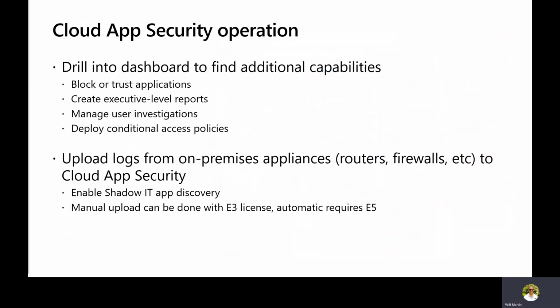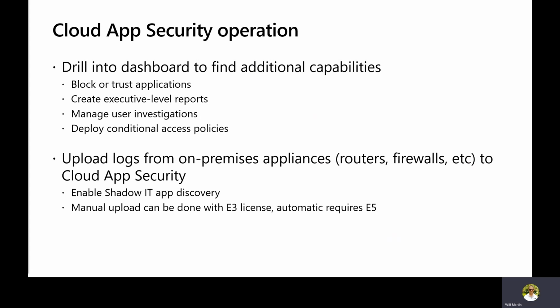On many of the Cloud App Security Dashboard gadgets, you can drill in very deep to get to the heart of an issue. From there, you can manage doing things such as blocking or trusting access to applications, creating reports for your executive level staff, managing user investigations to see whether or not somebody's been doing something wrong, and deploying conditional access policies to ensure that data isn't exported from the organization.